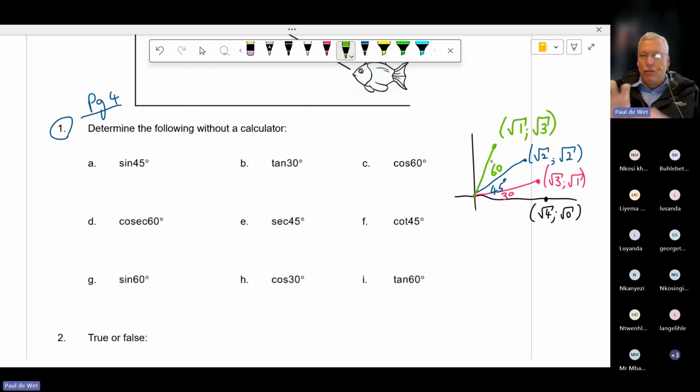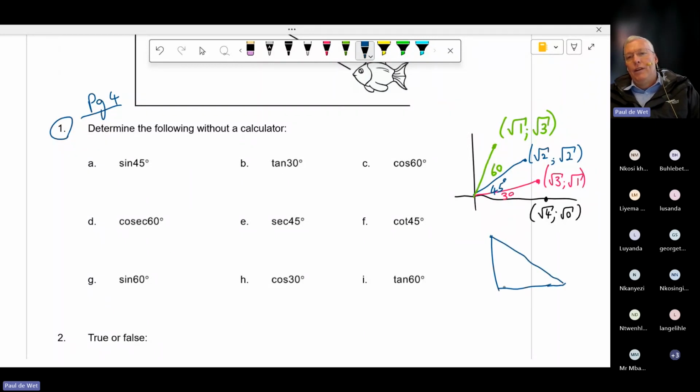Now, I'm happy that you just use the fan. Normally, you just use the triangles. I'm going to quickly draw the triangles. The triangles look like this. One of them is what we call an isosceles triangle. It's got a 90, a 45, a 45, a 1 and a 1, and a square root of 2.